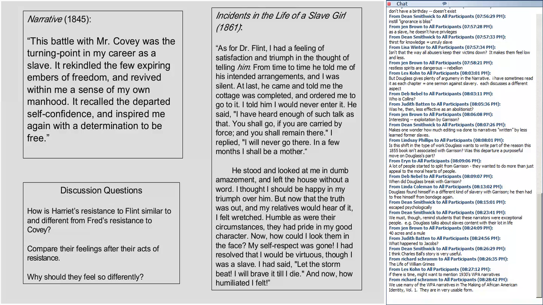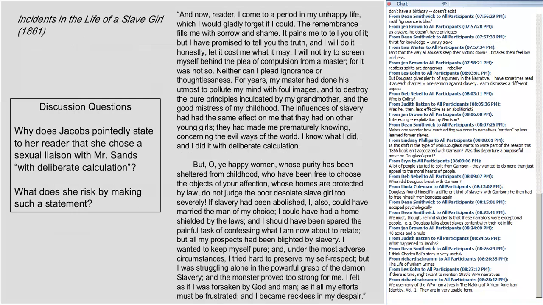Well, slide 45 focuses on a particular passage. It's a very famous passage in Incidents, in which she brings the reader very gently to a point in her life when she made the decision. She decided to initiate this sexual liaison with this white man. It wasn't that he forced her. It wasn't that she didn't know what could happen. She says at the end of that paragraph, I know what I did, and I did it with deliberate calculation.